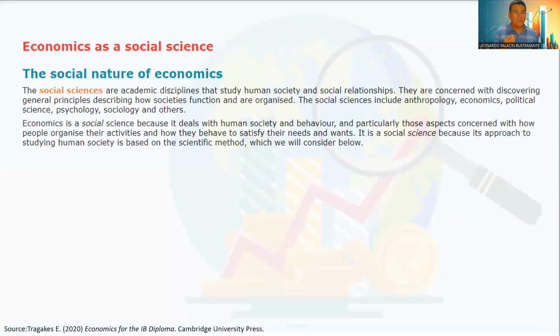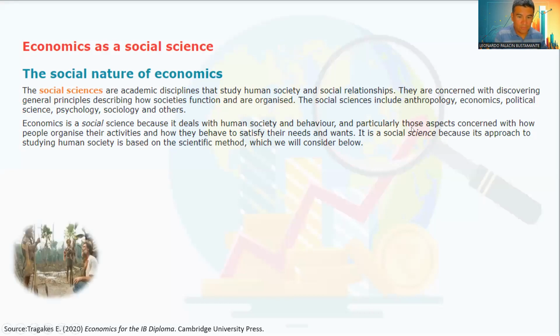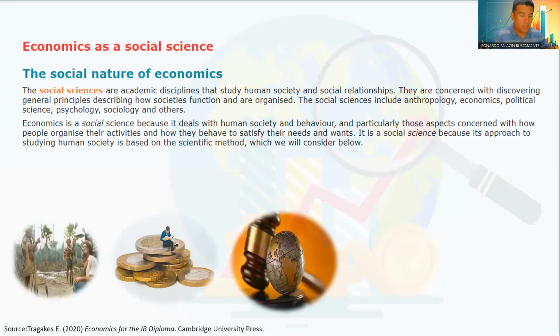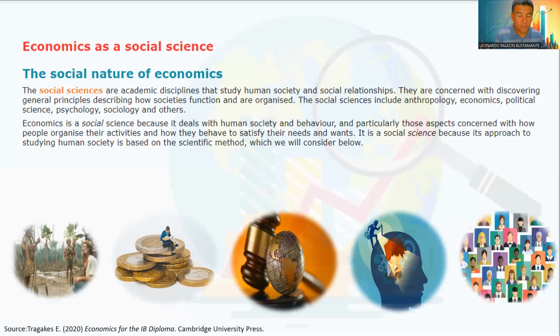So, the social nature of economics. Social sciences are academic disciplines. The most common ones are anthropology, economics, political science, psychology, and sociology, among many others. So economics is part of this social science. And because it deals with human society, it deals with the behavior of people.